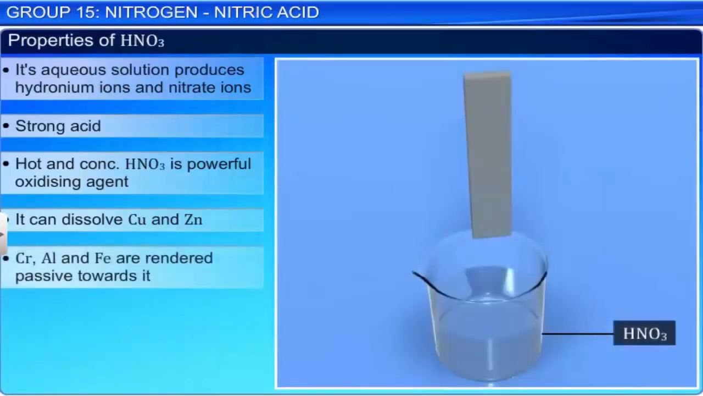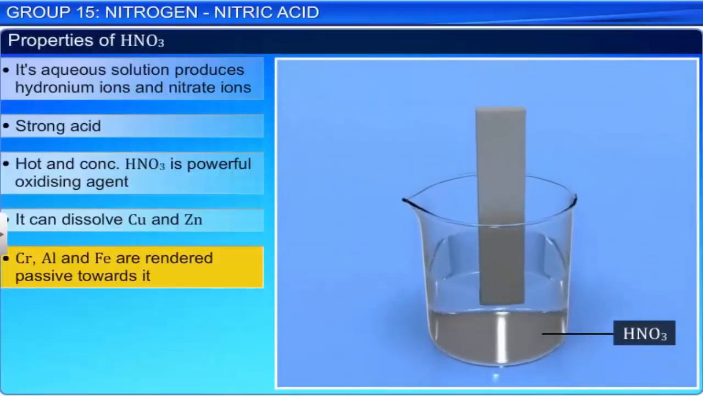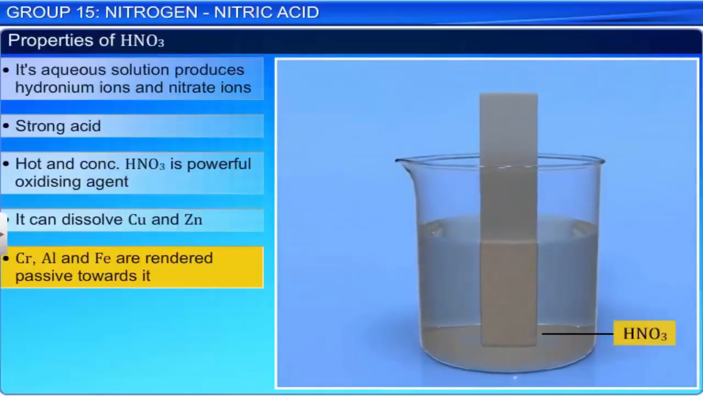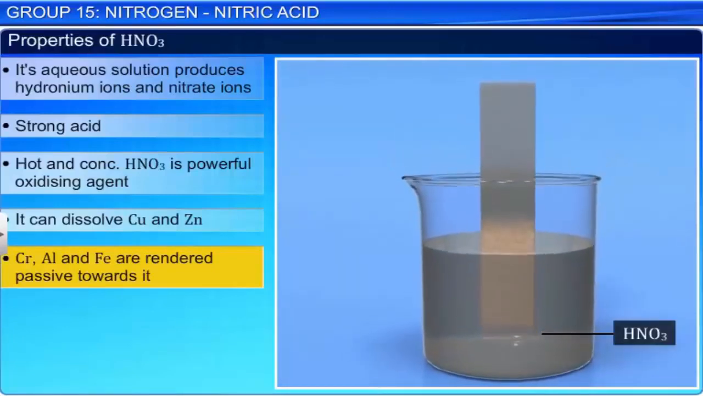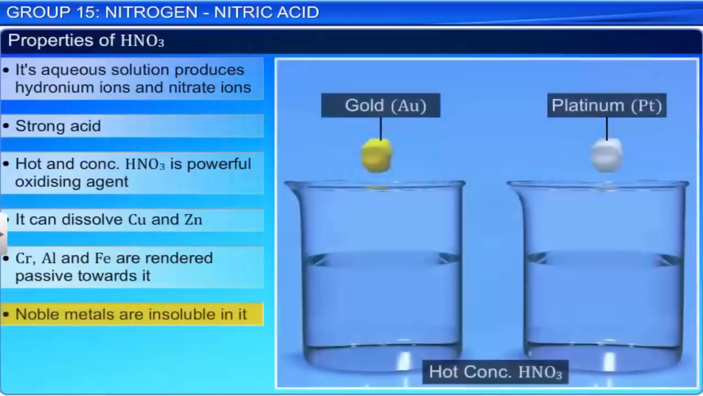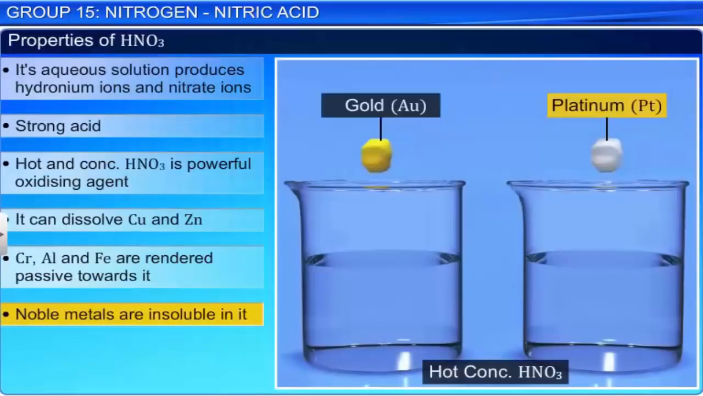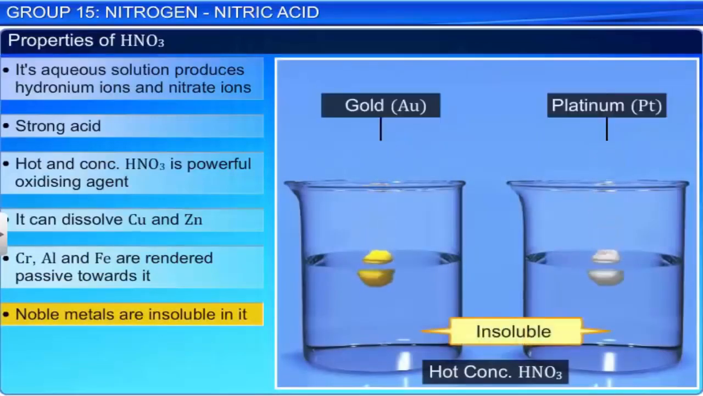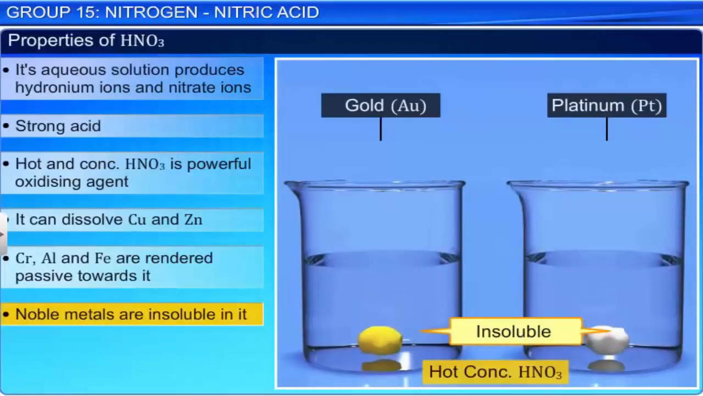Certain metals such as chromium, aluminium and iron are rendered passive towards an attack by nitric acid. This is due to the formation of a thin layer of oxide on the surface of these metals. Noble metals such as gold and platinum are insoluble even in hot and concentrated nitric acid.